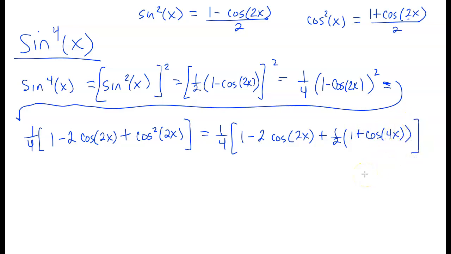Okay. And so now that we have all that, at this point, of course, we can multiply the 1/4 through if we wanted to, but each and every term that we're dealing with from this point forward, the 1 we can take the antiderivative of easy, the 2 times cosine of 2x we can take the antiderivative of easy, and this 1 plus cosine of 4x we can take the antiderivative of that easy.